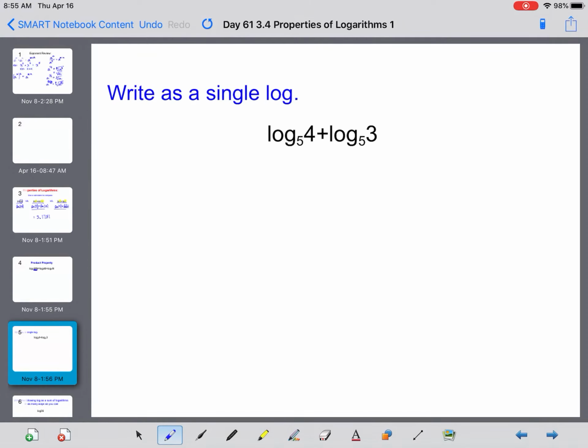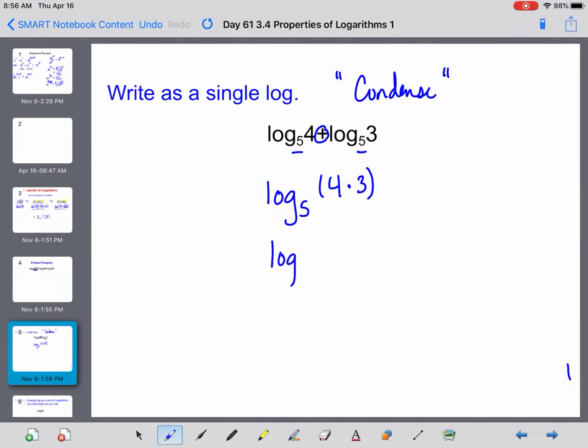So we are going to write this as a single log. You might see the directions in Connect as condense. You're taking these multiple log expressions and condensing them down to having only 1 logarithm. Both have the exact same base of 5, which means they're the same base. If we are adding them together, then this will be log base 5 of 4 times 3, so this will ultimately be log base 5 of 12.